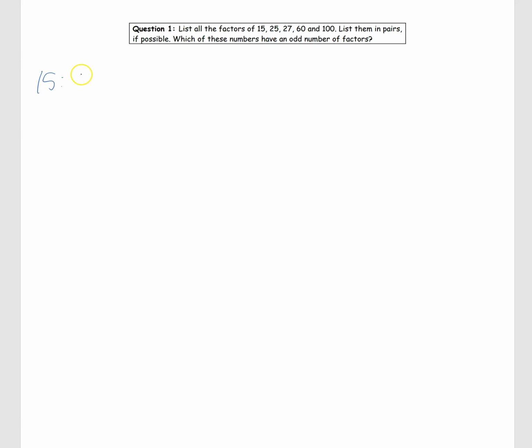So in the case of 15, 1 is indeed a factor, and 15, so that's one pair. 2 doesn't go evenly into 15, but 3 does, and to get 15 we multiply 3 by 5, so 5 is its partner. Going upwards, 4 isn't divisible into 15, 5 is, but we've already listed it in this pair, so we're not going to repeat that. 6, 7, 8, 9, 10 don't work, so these are our factors of 15.